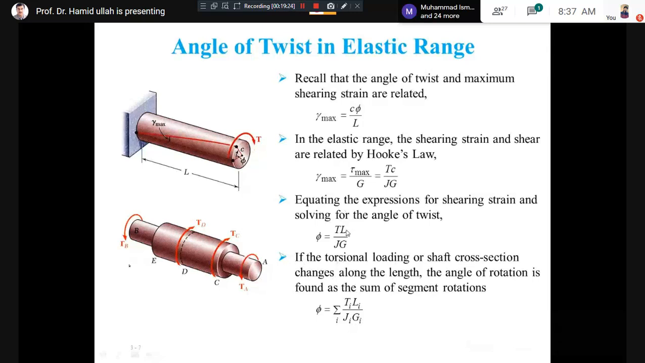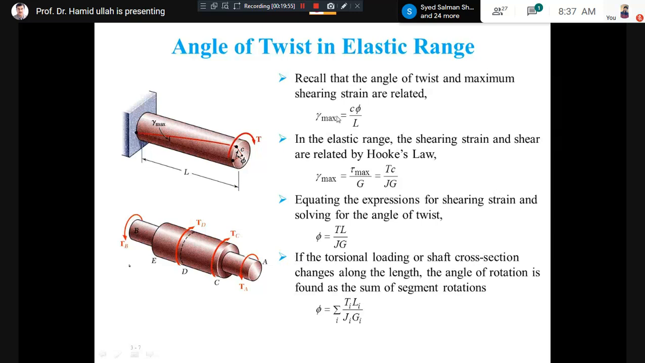If you recall, in the previous lecture it was the first formula we derived, and this was for the maximum shear strain produced in the shaft. You can see it is shown here, gamma maximum, the symbol used for maximum shear strain, and this is equal to C times the angle divided by L. What is C? Again you can see from the figure, it is the radius of the shaft. And what is L? It is the length of the shaft. This is the relation we have derived in the previous lecture.